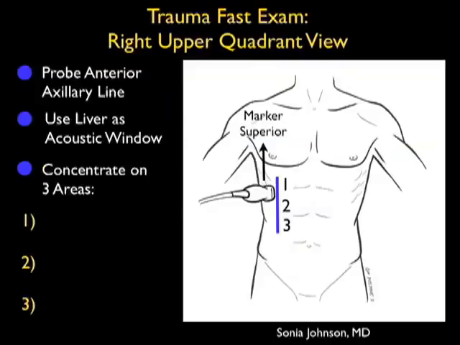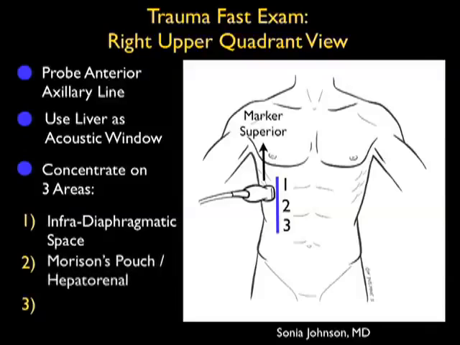Now let's take a look at a slide showing us how to perform the right upper quadrant view of the trauma FAST exam. We'll want to place the probe at about the anterior axillary line and, using the liver as an acoustic window, aim the probe down towards the bedside retroperitoneally to get a good view of these anatomical structures. It's best to have a small footprint probe that can easily sit between the ribs, giving a good view onto this area. Notice that this is a long axis view with the probe marker positioned superiorly.